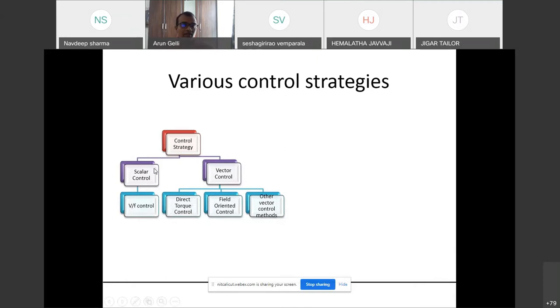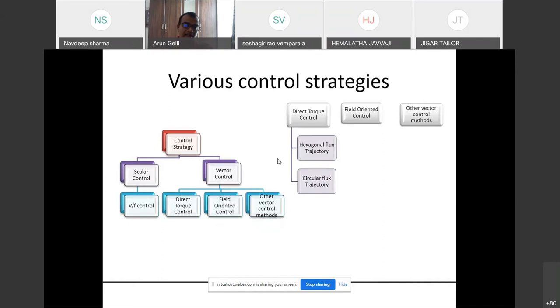To give a comparison between scalar control and vector control: scalar control is like an open loop control. You don't look at the output of the system, you don't try to control the output. You just give the reference without looking at the output. Whereas vector control is normally a closed loop system, so you can have precise control, and we will look at how various vector controls work in detail in the next few slides.